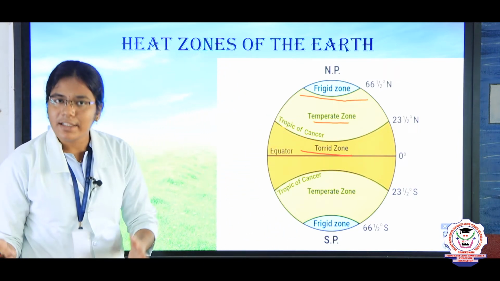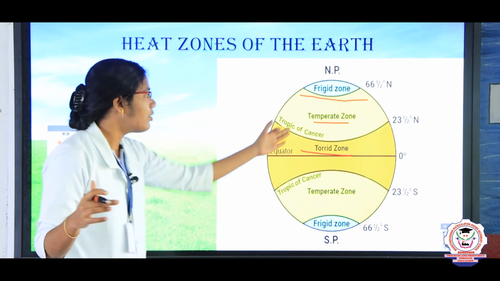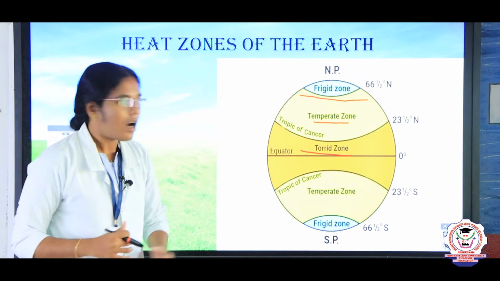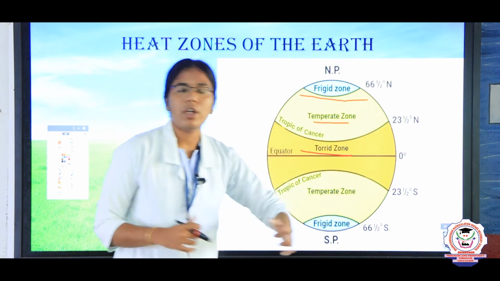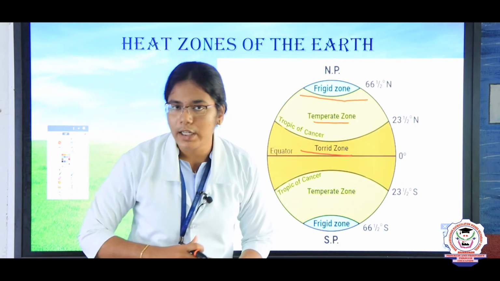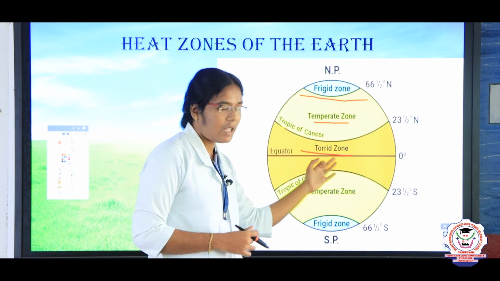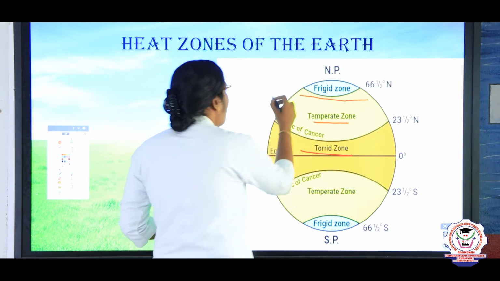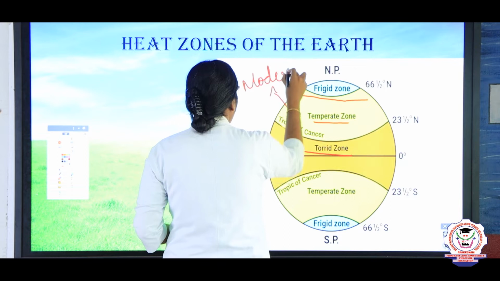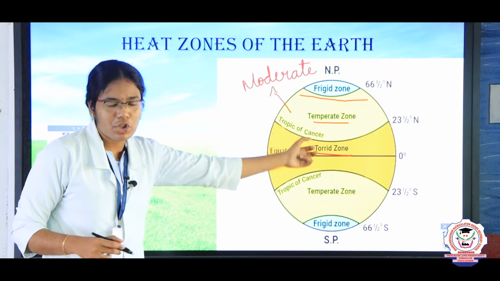Why am I going to explain about the temperate zone? Listen children, most of the grasslands are found in the temperate zone. So how is the climate in the temperate zone? Yes, very good, it is a moderate climate. In the frigid zone it is a very cold climate, in the torrid zone it is a very hot climate, and the temperate zone is said to have a moderate climate. So most of the grassland areas are found in the temperate zone.